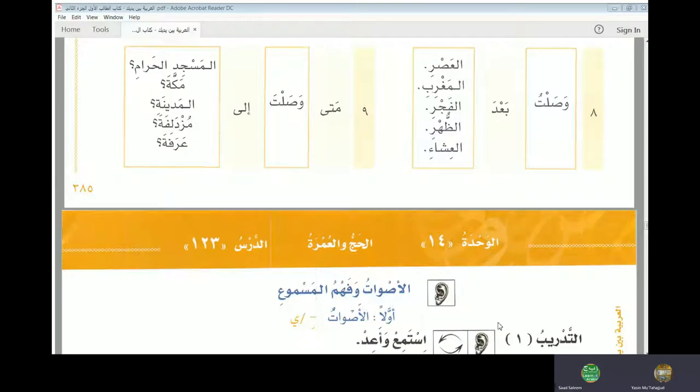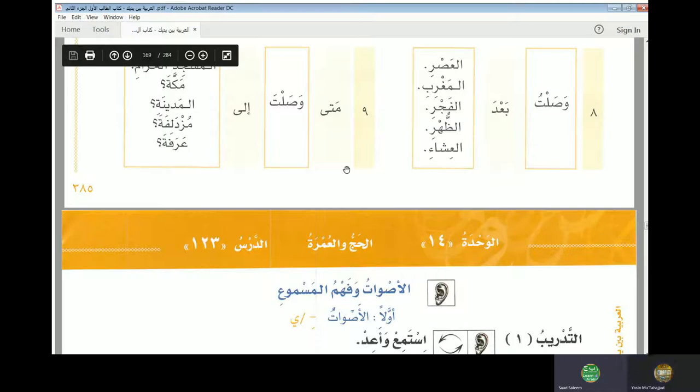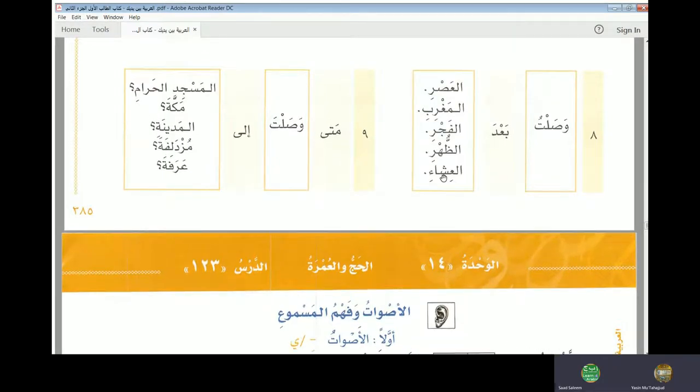Now, do you see the book? No. Okay, so start it. Okay. Aisha? Aisha. Okay. متى وصلت إلى المسجد الحرام؟ When you arrived to Masjid Haram? Correct.